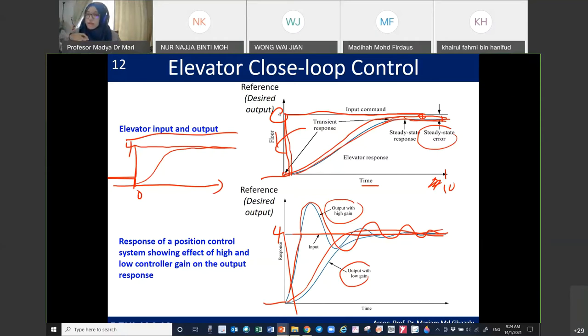So you want it to go up at a steady rate, very slowly, not very fast, slowly until it reaches the reference of the floor, then it stops. You don't want it to go broop and then stop. So this is where you want to have a very low gain, so that it's not going to go very fast to the reference, otherwise it's like a roller coaster. Okay, so that is the effect of having different input gain or output gain.